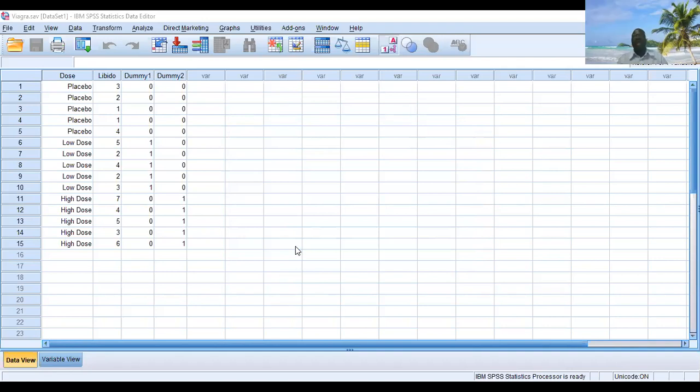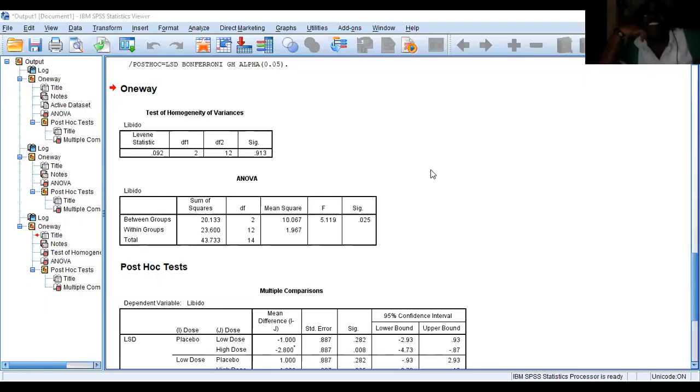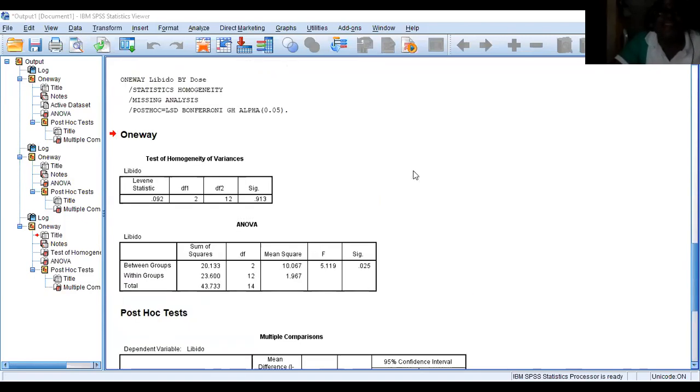So you have to stop sharing and share the result with us. Can you see? We test for homogeneity of variance. You scroll down. Levene's test. If you look at it, it's not significant.